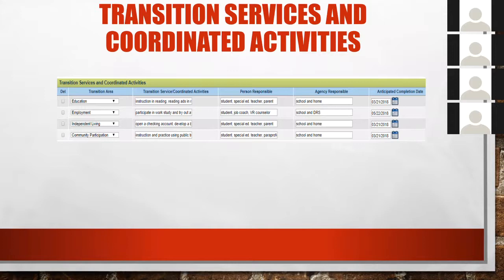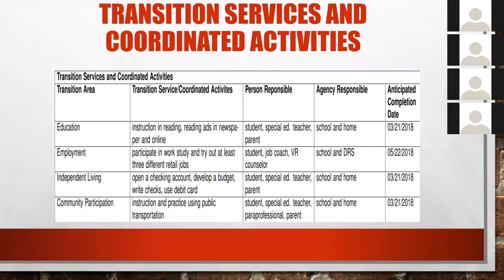So for Jody, her coordinated activities for education, remember her goal was improving her reading comprehension level. So her coordinated activities are she's going to have some extra instruction in reading. She's going to work on reading ads in the newspaper and online. She's responsible for that, the special ed teacher and the parent. For employment, she's going to participate in work study and try out at least 3 different retail jobs. So Jody, the job coach, and the VR counselor will help out with that.